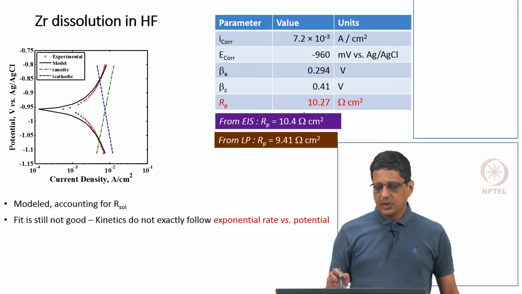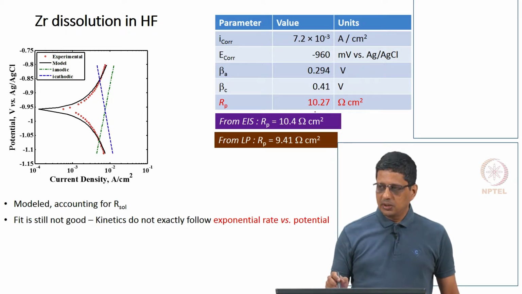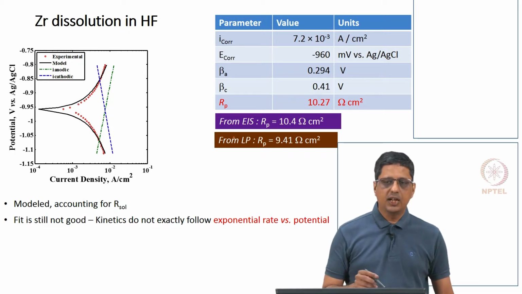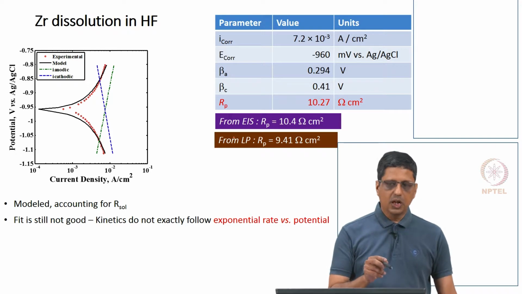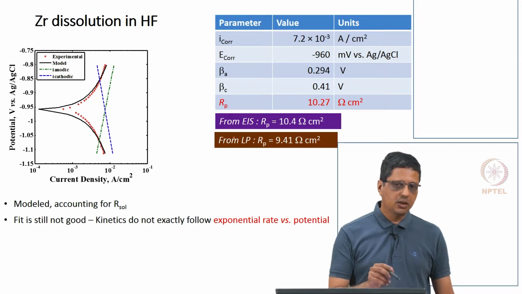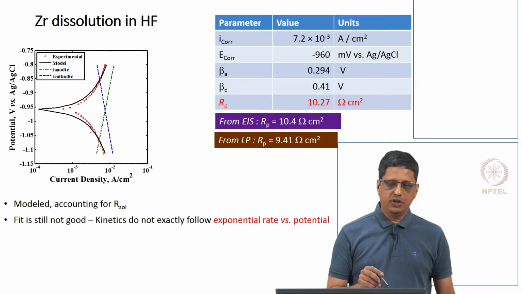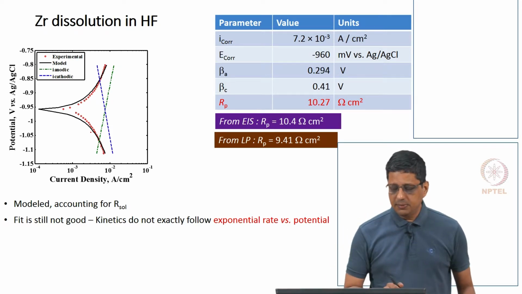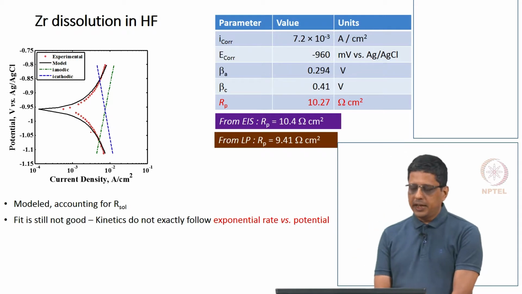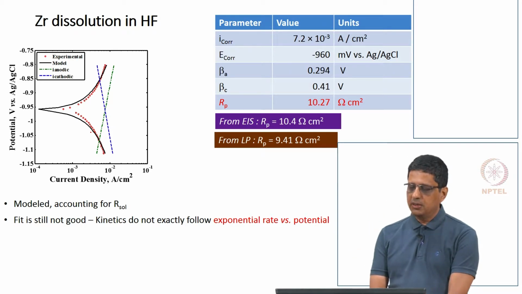and then if you calculate the value, that comes to be 10.3 ohm centimeter square, which is comparable to what you get from impedance spectra or from the linear polarization. I want you to note that the fit is still not good even after accounting for solution resistance, and that is likely because the hydrogen evolution reaction or the zirconium dissolution, neither of them are elementary reactions. So, we do not expect the kinetics to follow exponential rate versus potential all the time.